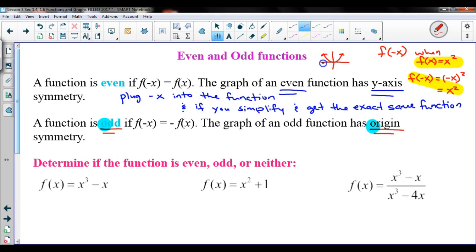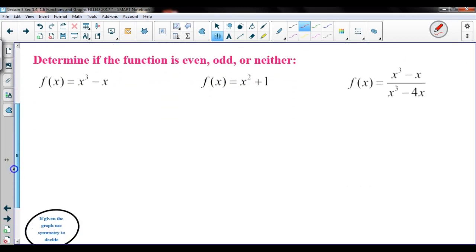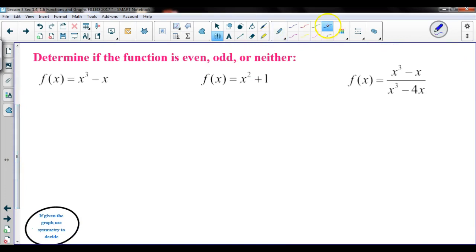Now you're probably going, but what about x-axis symmetry? No, we don't talk about x-axis symmetry because it wouldn't be a function. And these even and odd, they have to be functions. So that's why it's y-axis or origin, okay? So now let's do these examples.